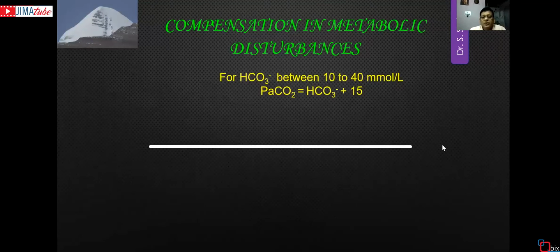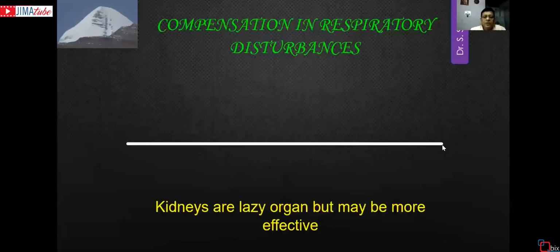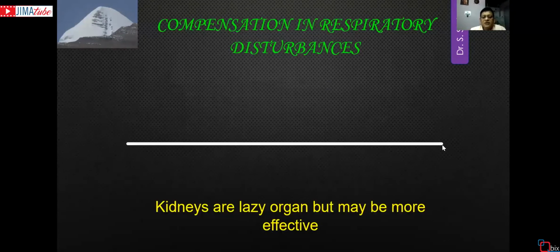And for carbon dioxide, there is a simple formula for finding the bicarbonate level between 10 to 40 millimole per liter. PaCO2 is equal to bicarbonate plus 50. And this formula will be effective between 10 to 40 millimole per liter of bicarbonate level. On the other hand, kidneys are lazy organs, but may be more effective.